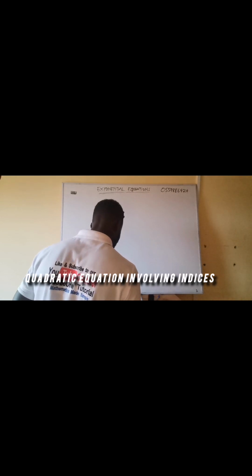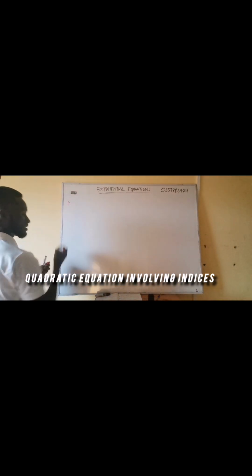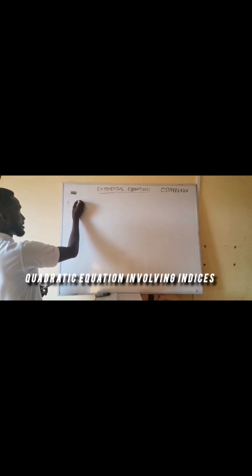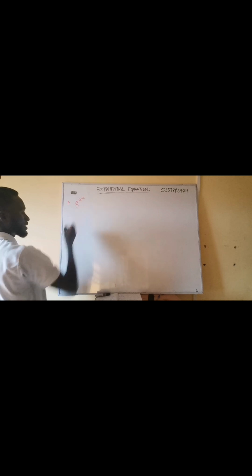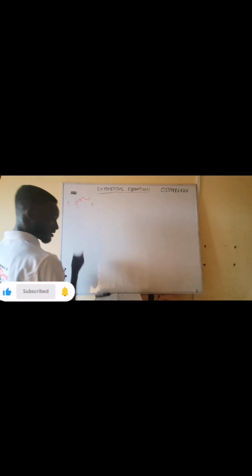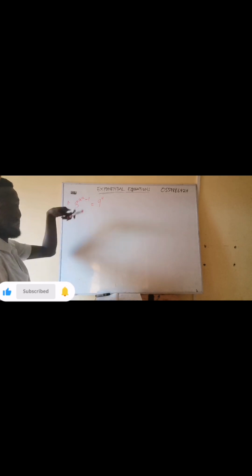Now let me talk about some small questions, then we see how we're going to do. Let me start from the simplest question. Question 1: 3 exponent s squared minus 1 is equal to 9 exponent 4. Now you see this question.